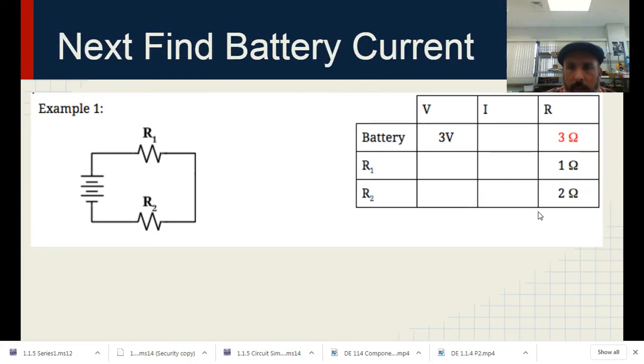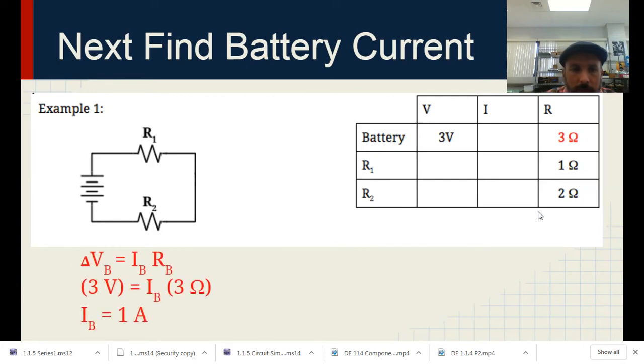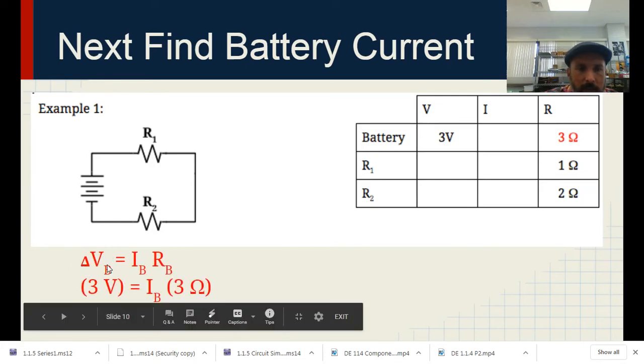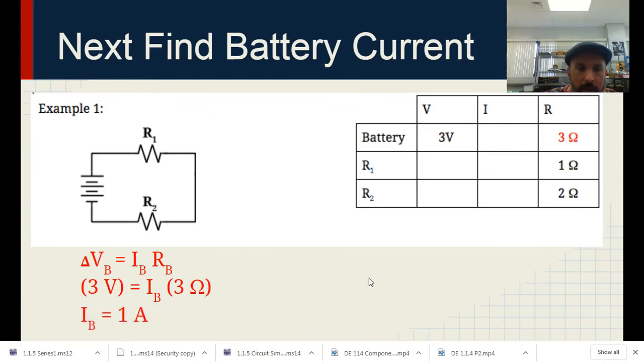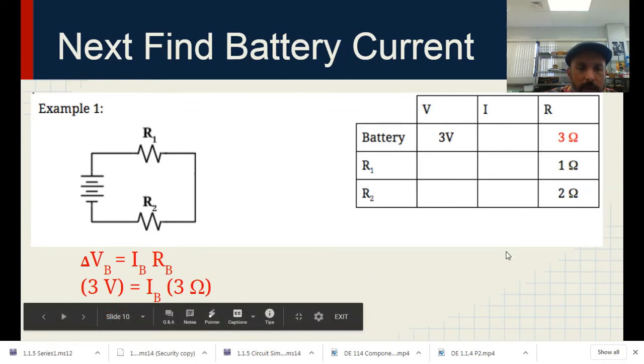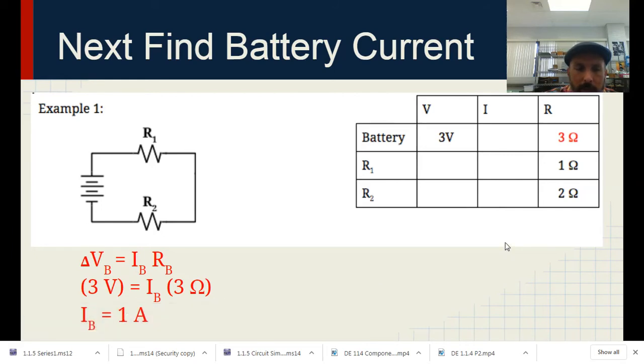If we find the current, we're using Ohm's law. The change of voltage of the battery is the current coming out of the battery times the resistance of the circuit, in other words, that the battery is pushing it through. So 3 volts is the current coming out of the battery times 3 ohms. If we solve, we see that the current has to be 1 amp.